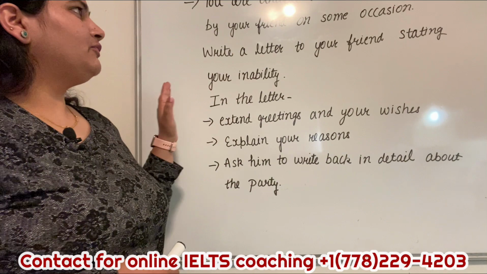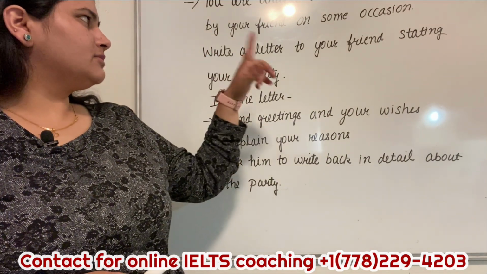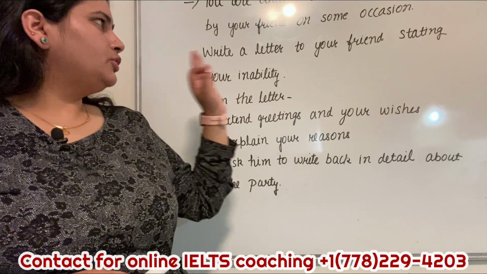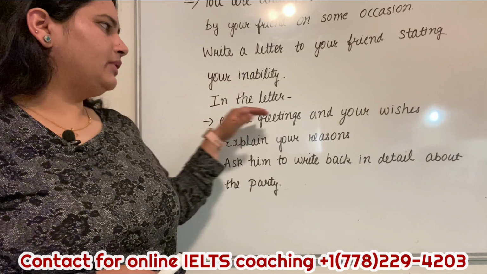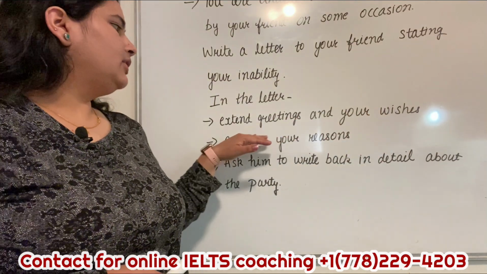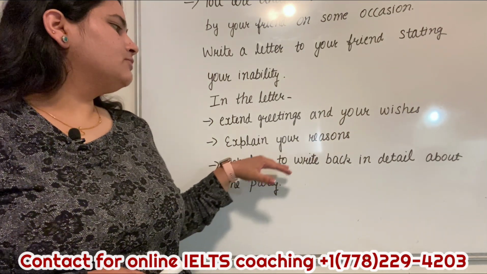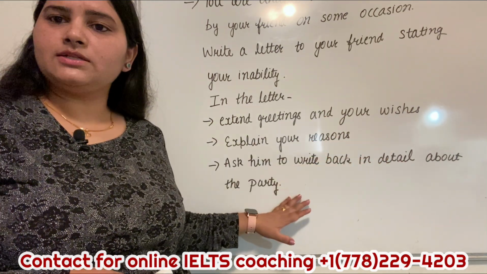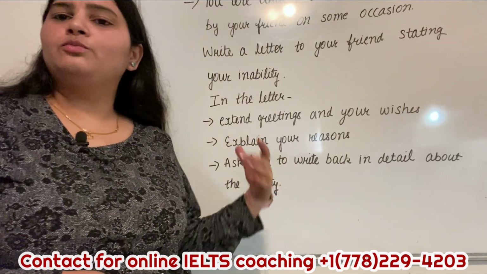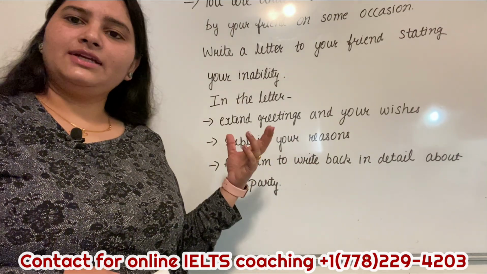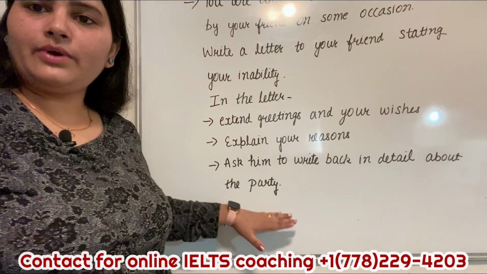So this is the letter that we are going to write. You are unable to attend a party thrown by your friend on some occasion. Write a letter to your friend stating your inability. In your letter, you have to extend greetings and your wishes. Then you have to explain the reasons why you are unable to come, and ask him to write back in detail about how the party went. Then you will close with 'I hope to see you soon' or something like that. Then 'Best wishes' and your first name. This is how you're going to write this letter.